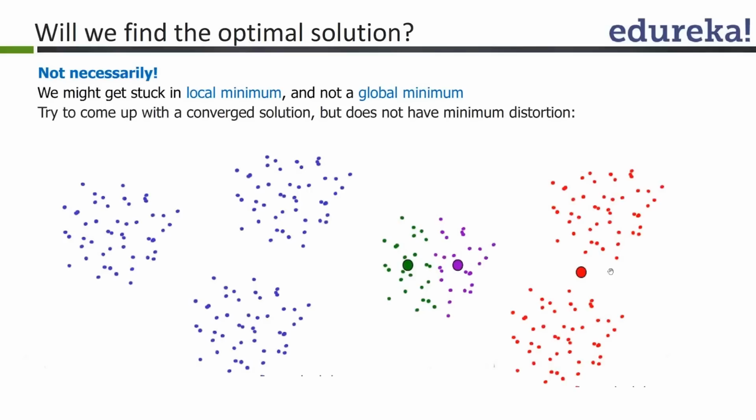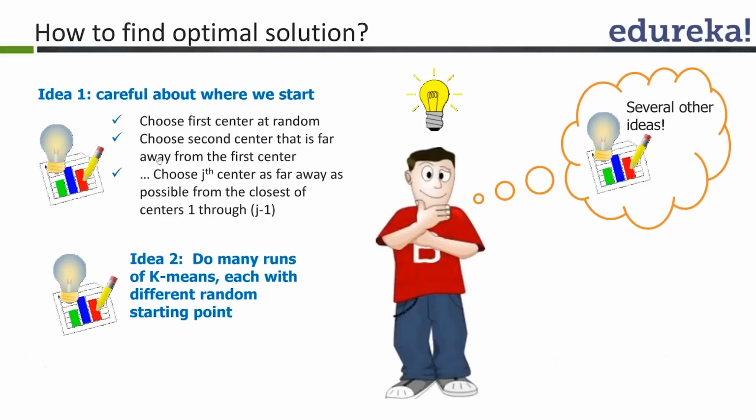Okay, so let's see what we can do to get the optimal solution, or at least get closer to it. The first thing that we can try: remember our method. The first thing that we did in our method is start with some random starting centers. We started completely random in our data, so we don't really know where we started.